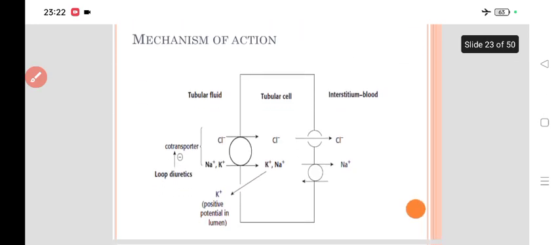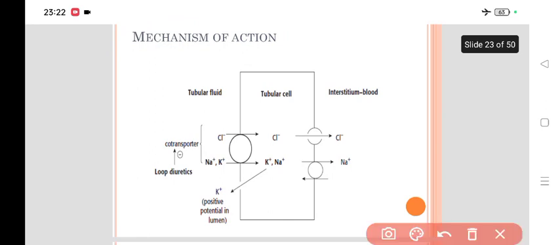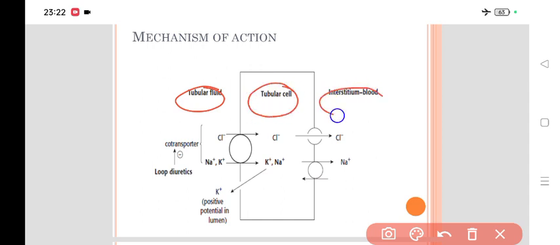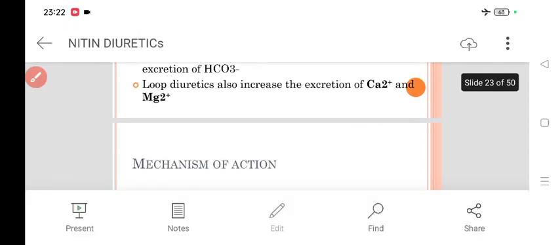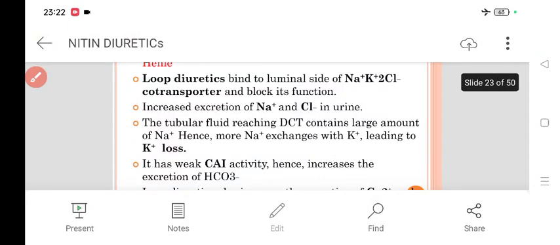Now here you can see the mechanism of action in a diagrammatic representation. This is the tubular fluid, this is the tubular cell, and this is the interstitium. Tubular lumen, tubular cell, and interstitium. Now as you can see, there is a sodium-potassium-chloride cotransporter.